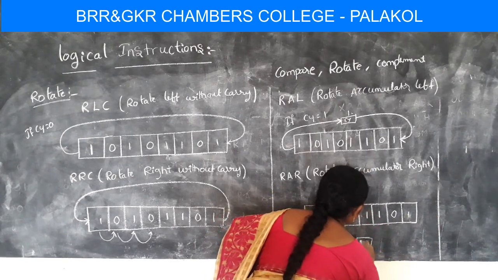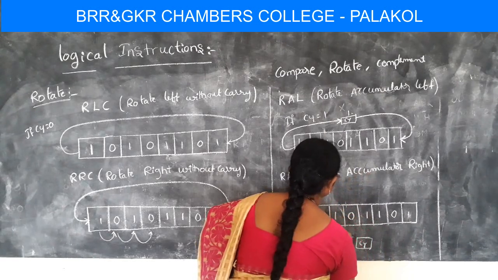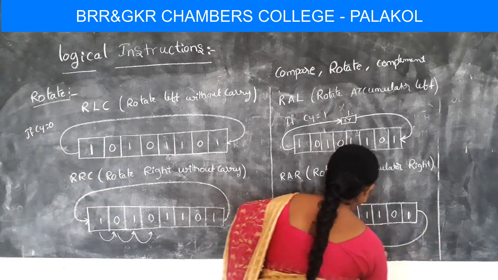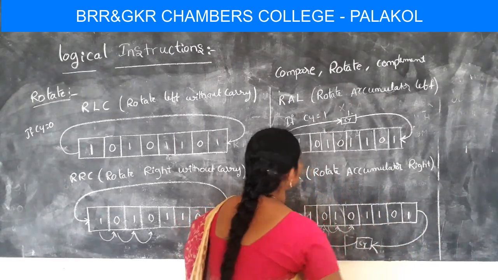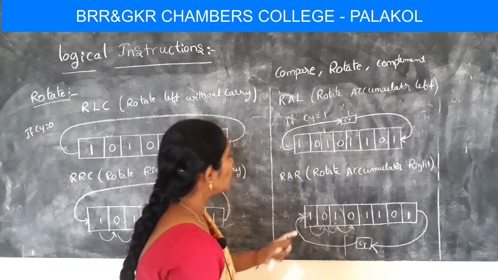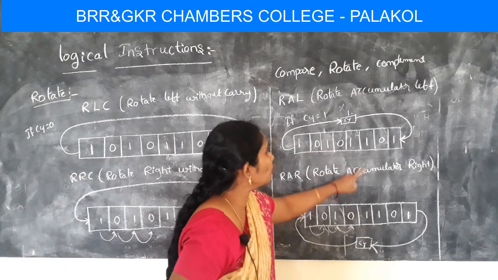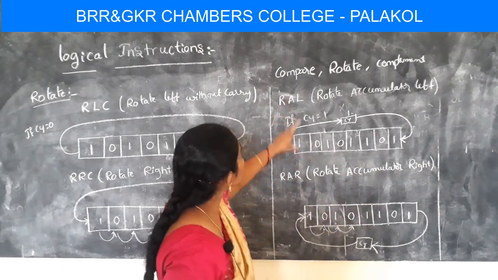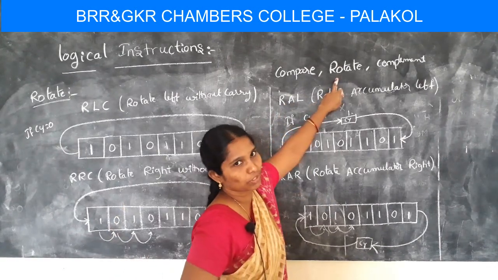So here this is a carry. So the data is moving from here, that means the right side. The last bit will be moved to this side and this carry will come to this place. In this way the rotate accumulator right operation is performed. So these four are the rotate instructions.